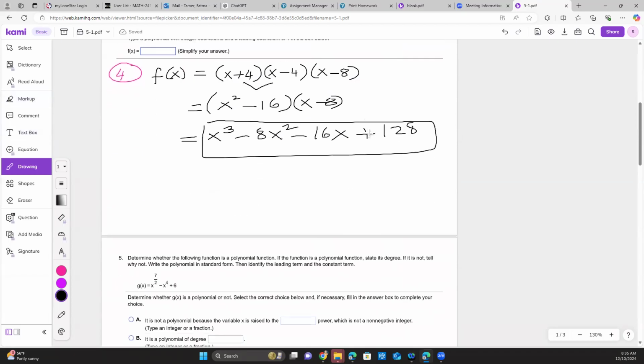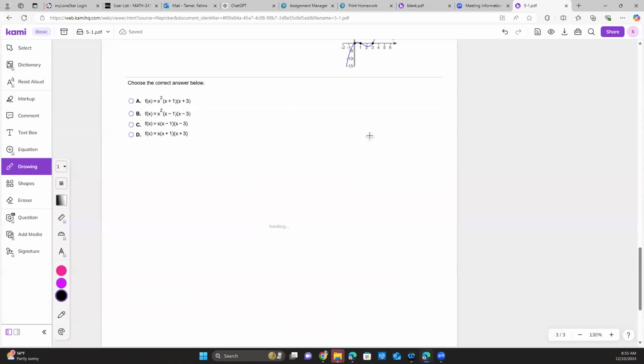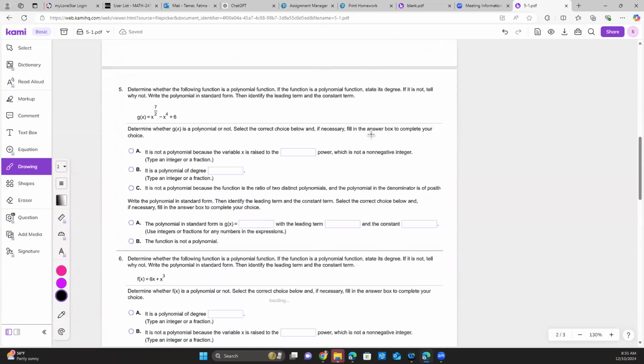This assignment, I believe, has a total of 8 questions. So we're going to move to number 5. Number 5 is not this type anymore. It says that you're going to decide whether the function they gave me is a polynomial function or not. If it is a polynomial function, we're going to tell the degree. If it is not a polynomial function, we will tell them why it is not. And then we're going to write them in standard form, so we need to discuss what standard form means.